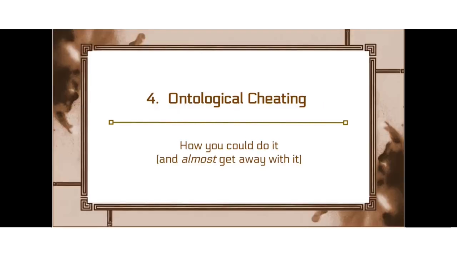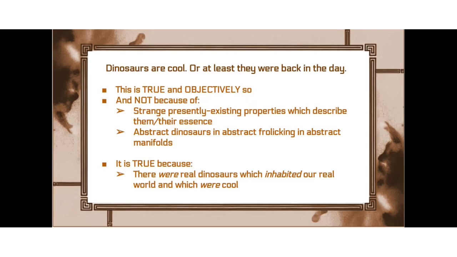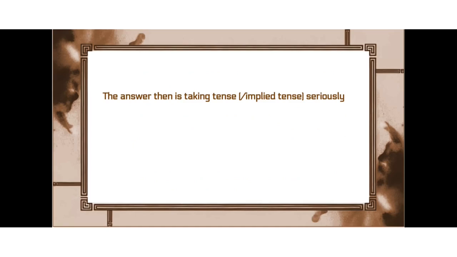So how do we deal with it? We're going to have to say that dinosaurs are cool because that's true. It's objectively true, right? It's not because of strange existing properties. It's not because of abstract dinosaurs frolicking in abstract manifolds. It's because they're real dinosaurs which inhabited real worlds and which were cool. Note the past tense here, right? This is about taking tense and implied tense in the 'are cool' sense seriously.